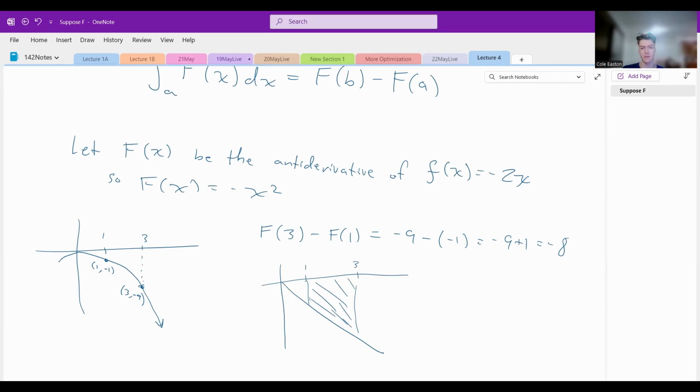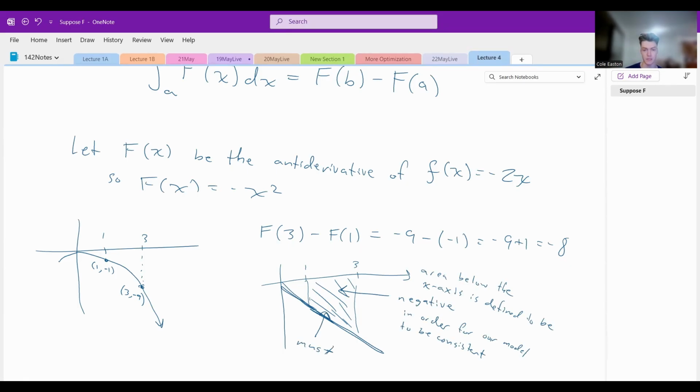Now, what does it mean for an area to be negative, right? Because typically area is a quantity that's always positive. Well, in order for this model to be consistent, when we have a negative value of the function, that's going to mean that our area is below the axis. And so we're going to say that any area below our x-axis is a negative area. So we're going to define this area as negative because it's below the axis. And that's in order for this model to be consistent. Because as we saw, this area must be -8.